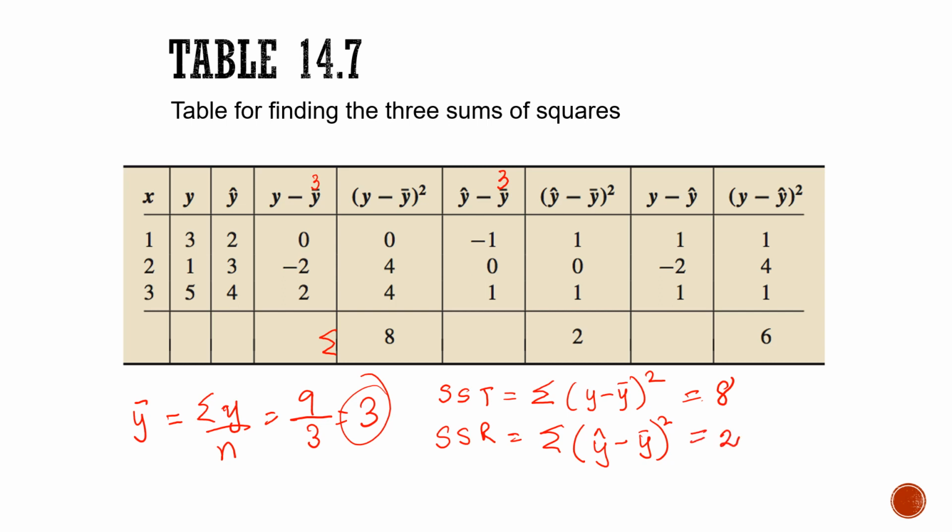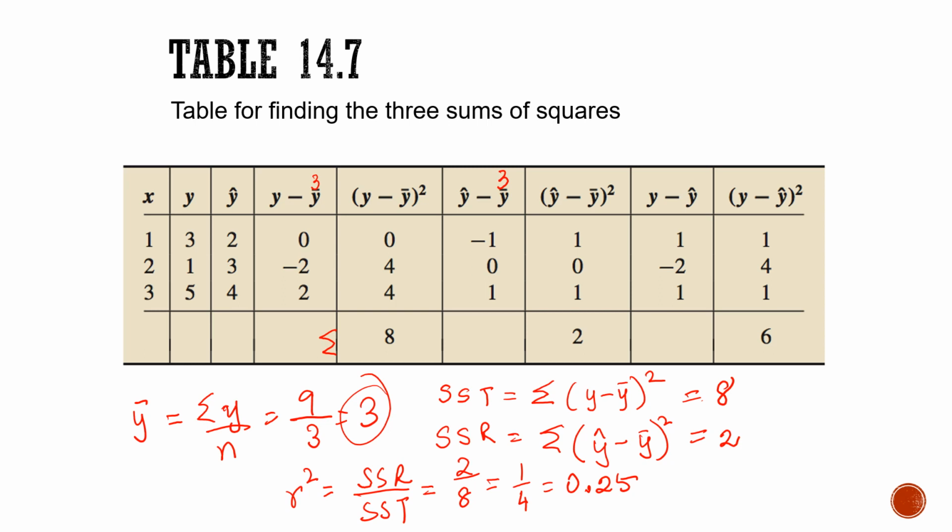So to find R squared, all we need to do is divide SSR by SST, and we should come up with a value of 2 over 8, which is 1/4 or 0.25. That's the coefficient of determination.